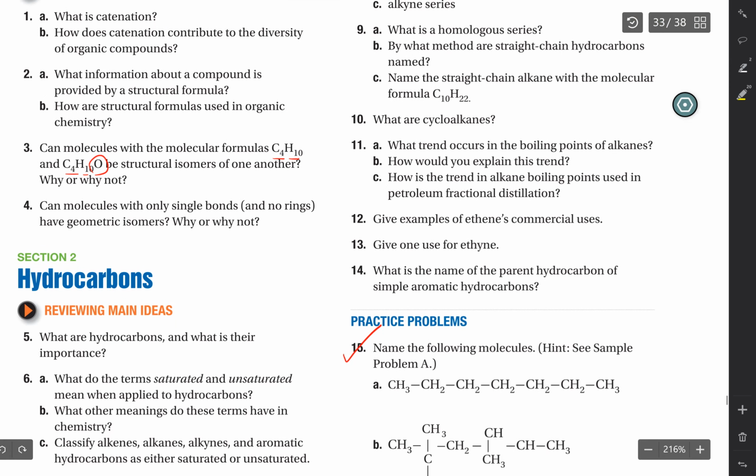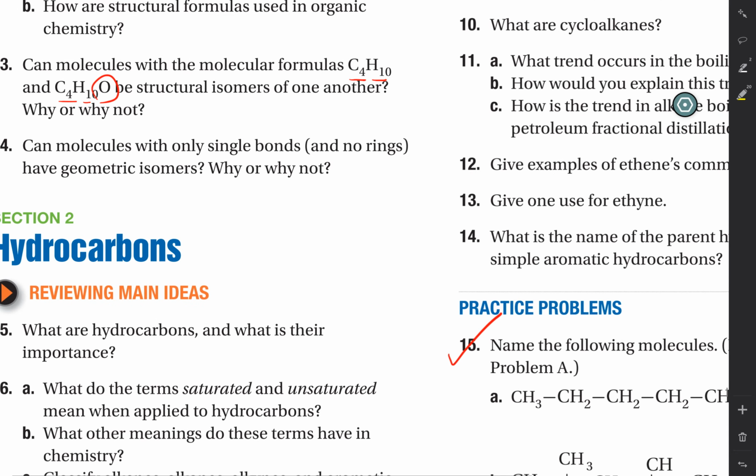Question number 5. What are hydrocarbons and what is their importance? As we said earlier, hydrocarbons are organic molecules composed of only two elements: carbon and hydrogen. And why are they important? They are important because hydrocarbons are the simplest organic molecules, and all of the other organic molecules can be considered as derivatives of the hydrocarbons. So the hydrocarbons are the base for all of the organic molecules that we have.